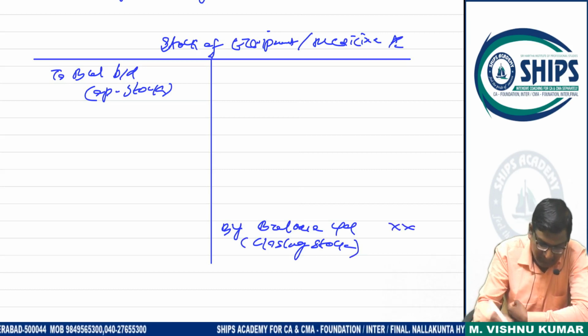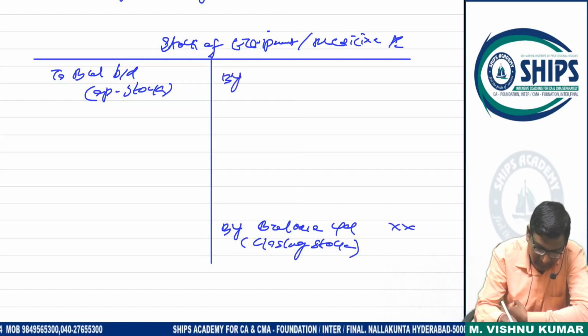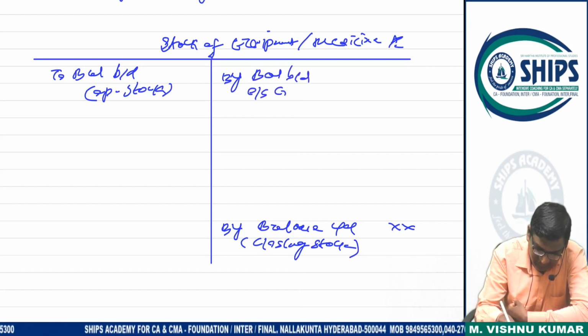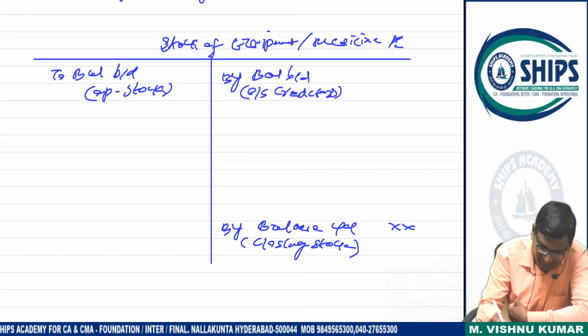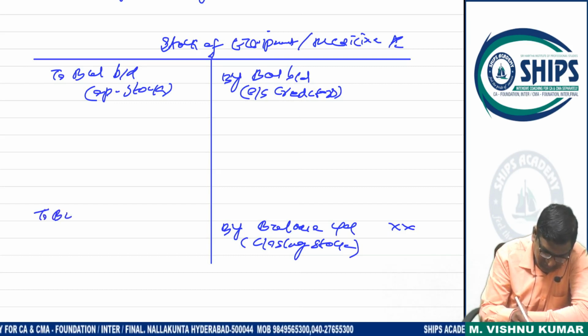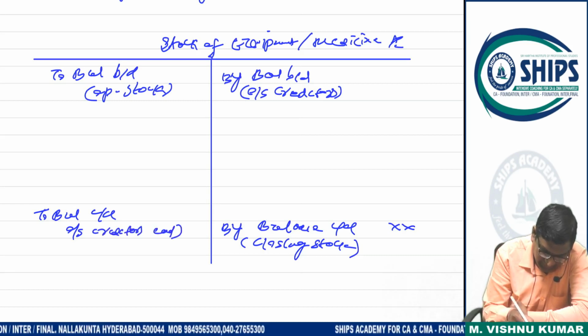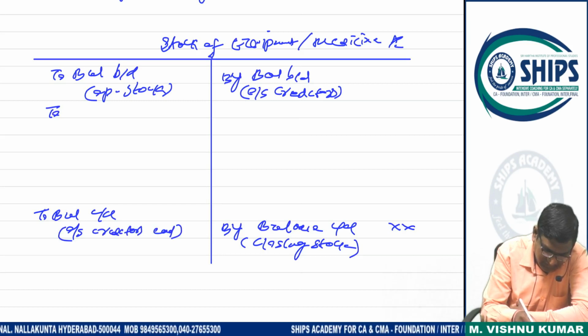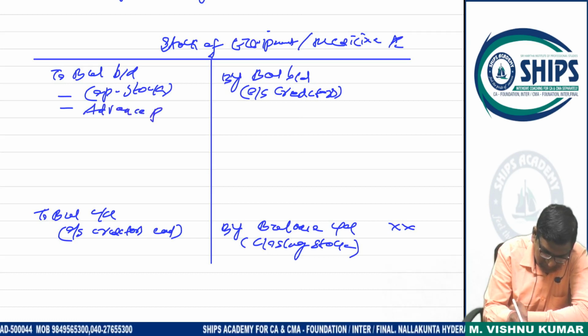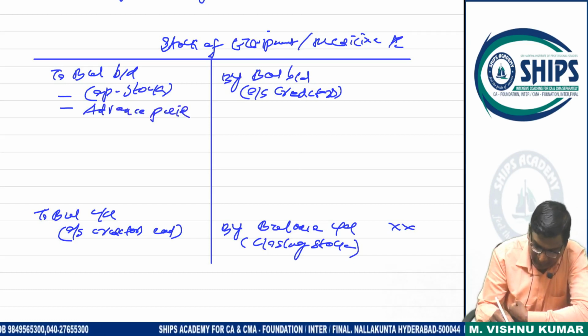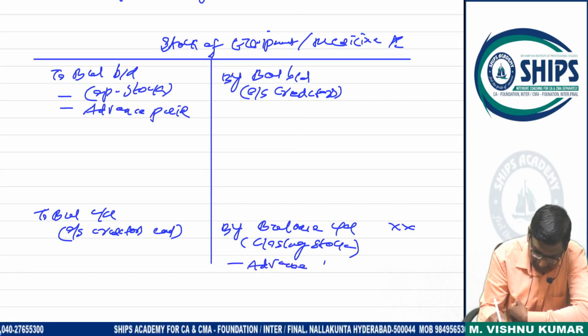Okay. Next, this is outstanding creditors, beginning. This is outstanding creditors, end. Then here along with opening stock, advance payment will also come. What will come? Advance paid, beginning. Advance paid, end here. Advance paid end is on the credit side at the end of the year.